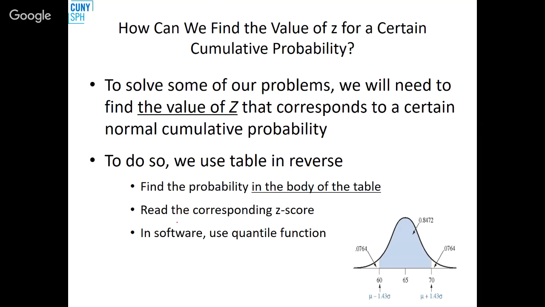But it's again using that table, except instead of looking up the first decimal place along the top and the second decimal place along the side, you just look for the value to find the z-score. And in software, this is called the quantile function. So in R, it's called qnorm. I can't remember what it is in Excel. It might still be norm.dist, except with an argument for quantile.